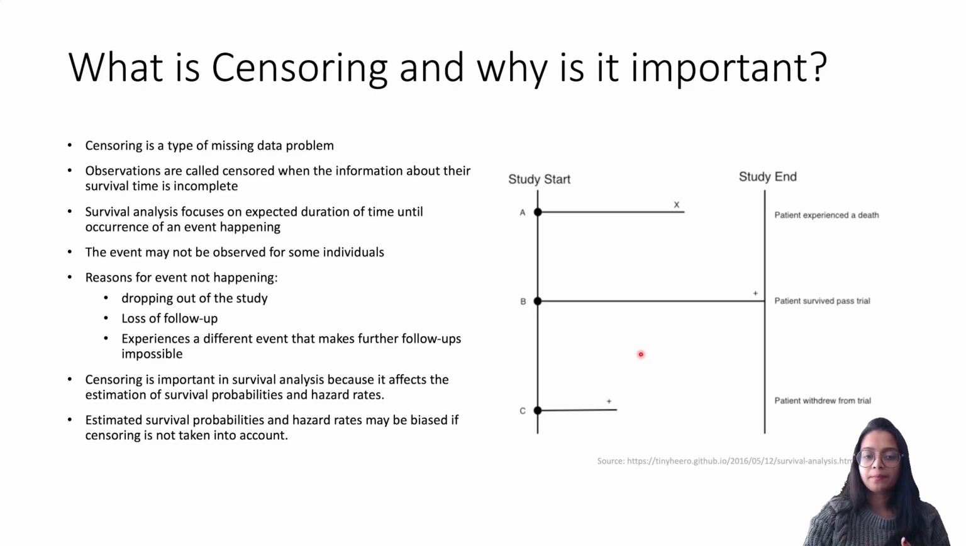Since patient B and patient C have not experienced the event, that is death, we will have to censor data from these patients and take that into account when we are calculating the survival probabilities. So the overall idea behind censoring is that some individuals in the cohort or in your data set might not have experienced the event of interest yet, and the full duration of the event is unknown for these individuals. As a result, the estimated survival probabilities and hazard rates may be biased if censoring is not taken into account.